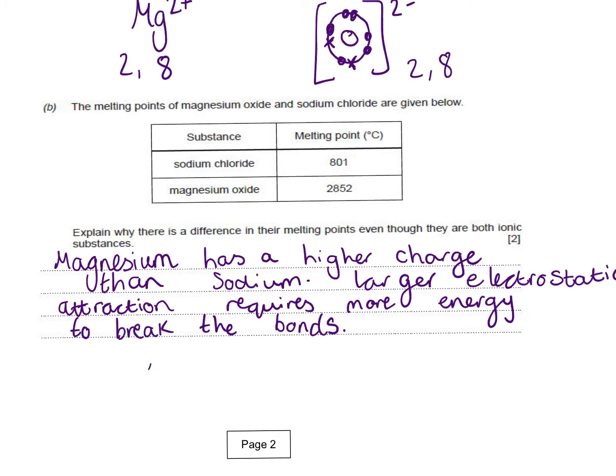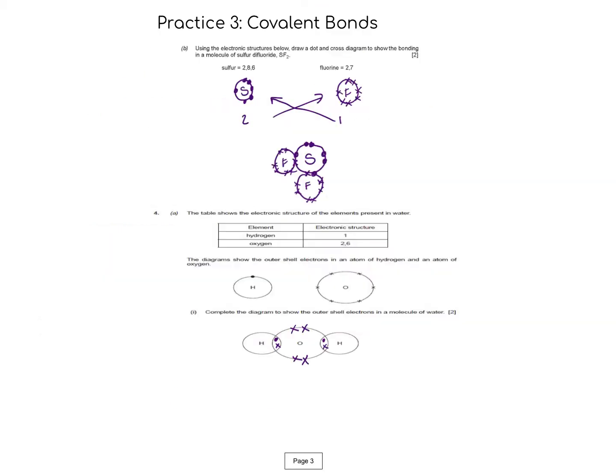Magnesium has a higher charge than sodium, larger electrostatic attraction, requires more energy to break the bonds. Okay, imagine it looks like this. So because they're both 2, they've got 2 lines. Okay, whereas these guys are 1, so they've got 1. It's easier to break the 1 bond.